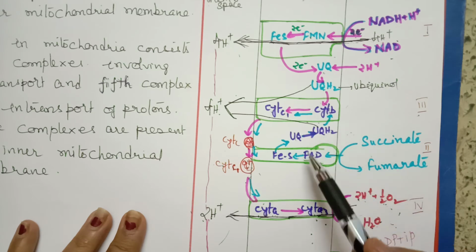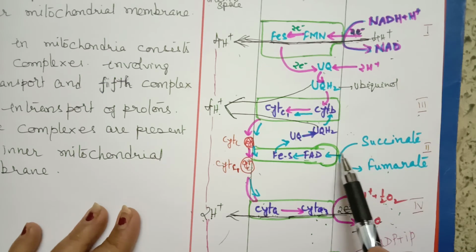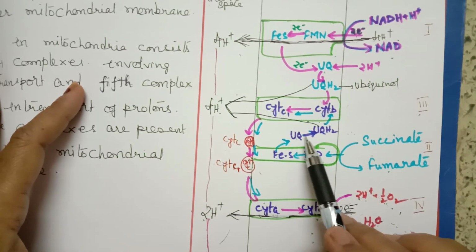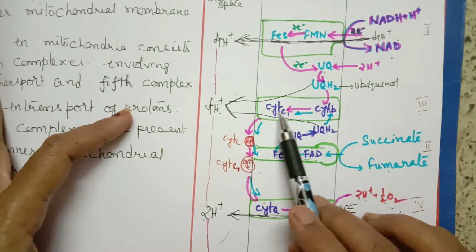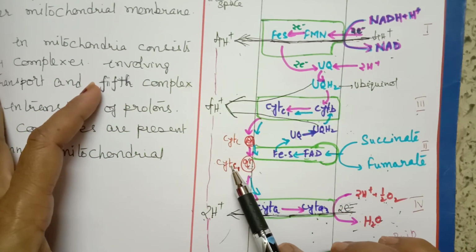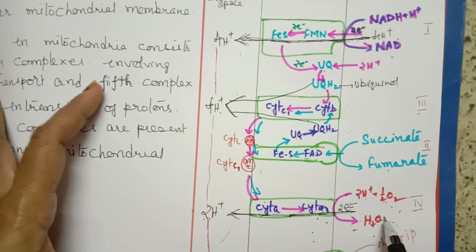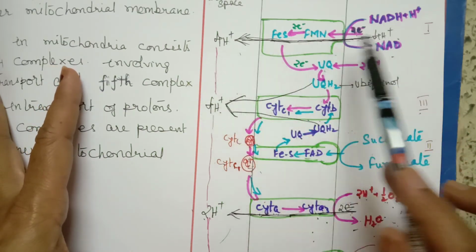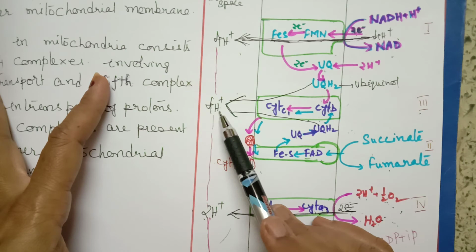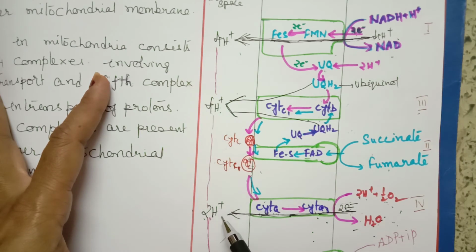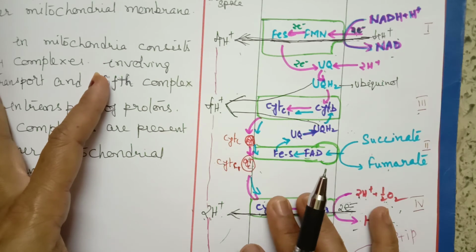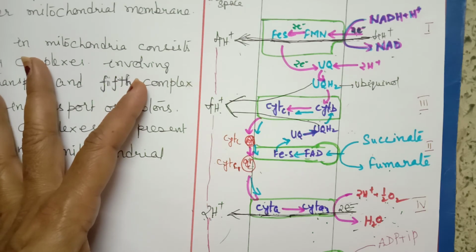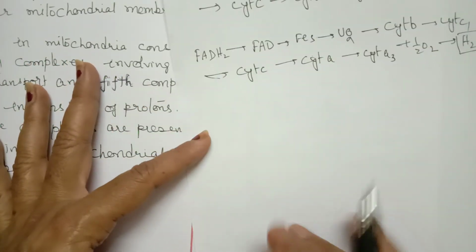Similarly, when we observe FADH2, FADH2 is passing through the second complex. So FADH2 goes through FeS, ubiquinone, and then passes through the third complex, then to cytochrome C, the mobile carrier, and then finally to oxygen. In this process, complex 1 is not involved. So the protons which are accumulated are only 4 plus 2, only 6 protons are accumulated due to oxidation of FADH2. So I will write it as a summary.